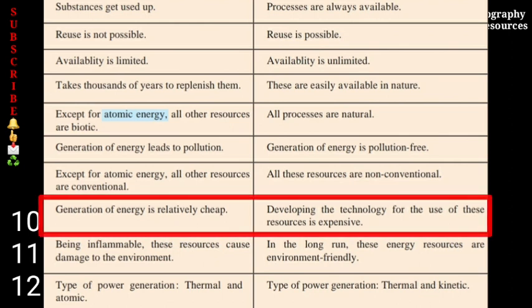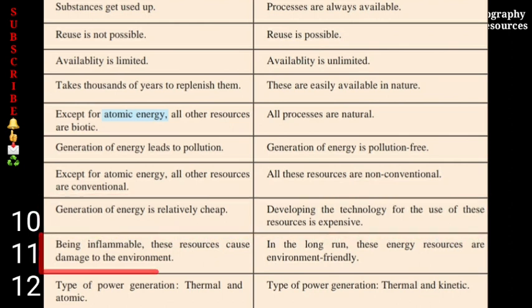Okay students, now the 11th characteristic: being inflammable, these resources cause damage to the environment. Students, substance based energy resources are inflammable, they catch fire quickly, and because of that they can cause damage to the environment. Now the characteristic of process based energy resources: in the long run, they are environment friendly. It means process based energy resources do not damage the environment.